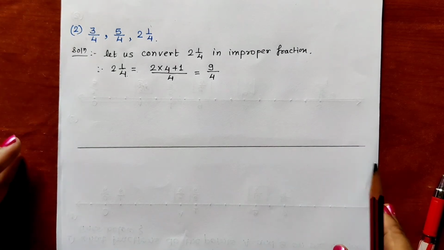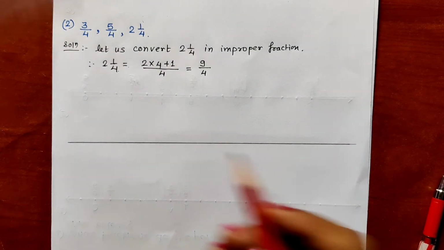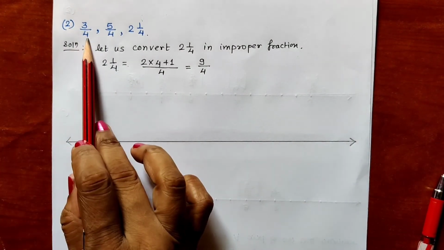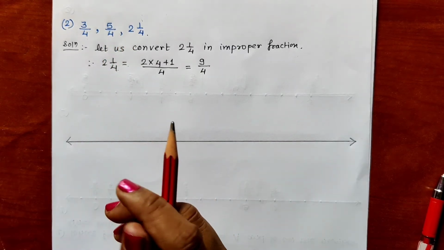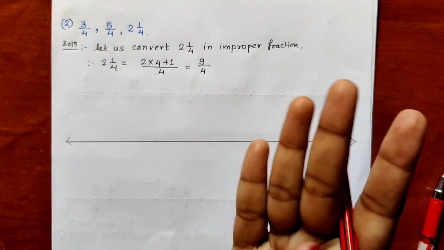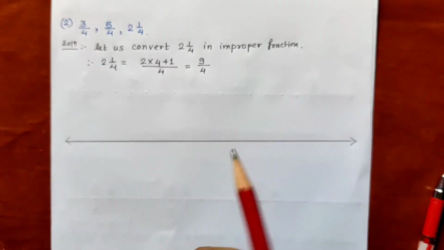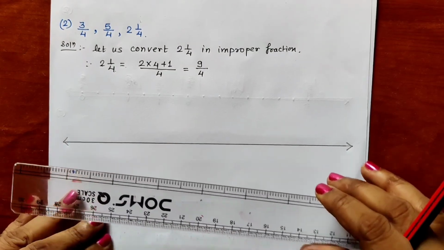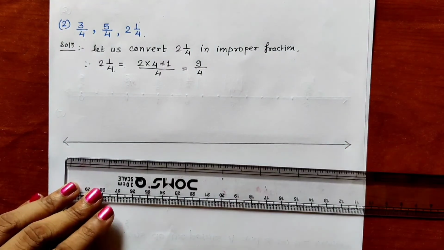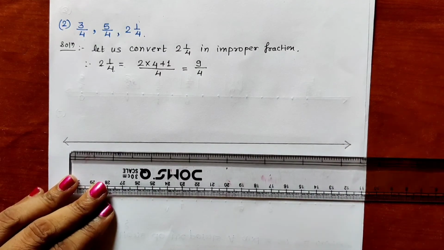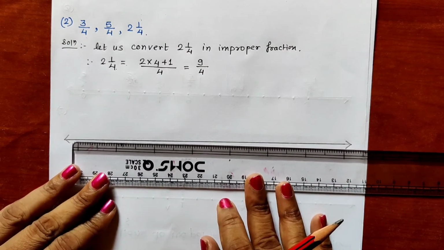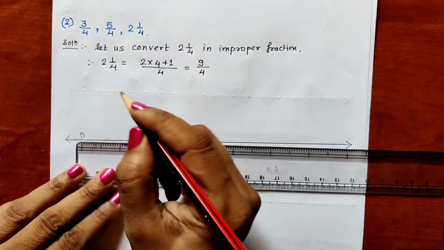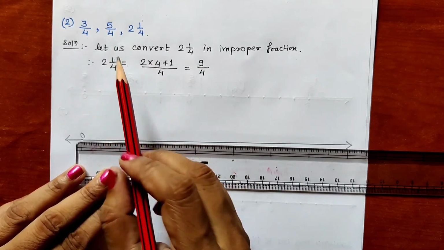Now let us show it on a number line. This line is drawn already. Now 4 is in the denominator. That means we have to divide 1 unit into 4 parts. So let us divide properly, carefully. First point will be 0. This is 0, and 0 to 1 we have to divide into 4 parts.